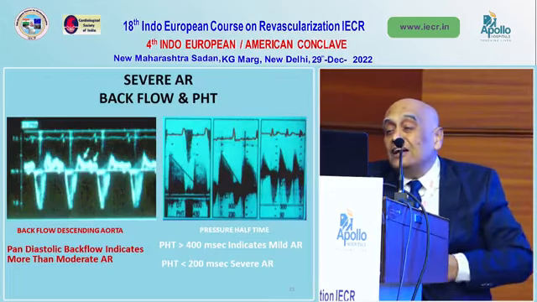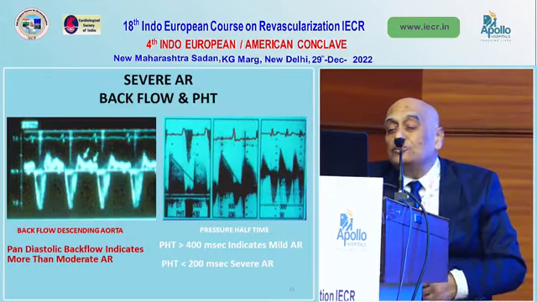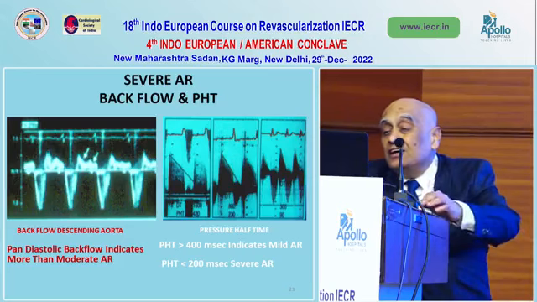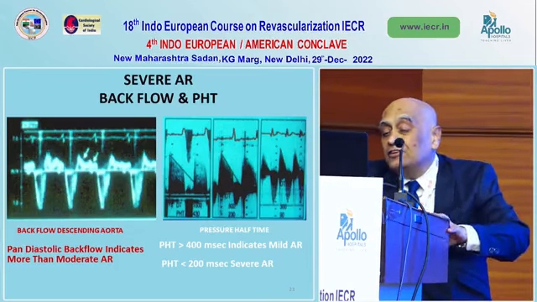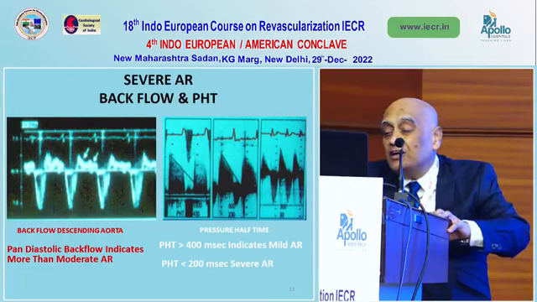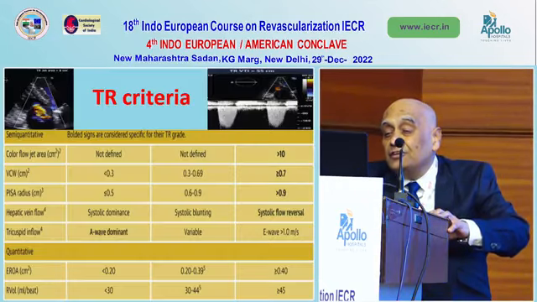And then you can take the backflow in the suprasternal notch, and if you get pandiastolic backflow, that indicates severe AR. You can also use the pressure half time. A pressure half time of the AR jet of more than 400 milliseconds indicates mild AR. A pressure half time of less than 200 milliseconds indicates severe AR.